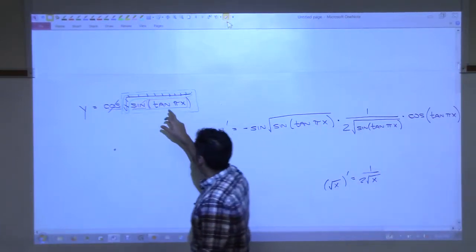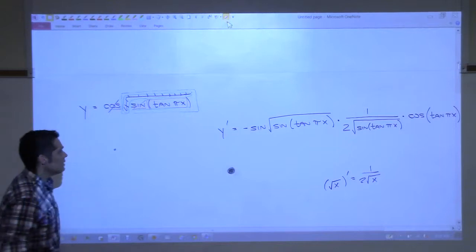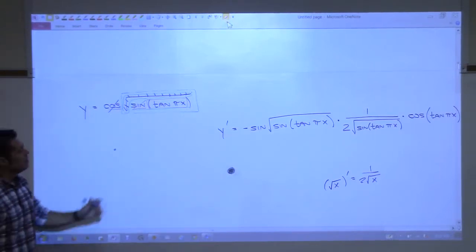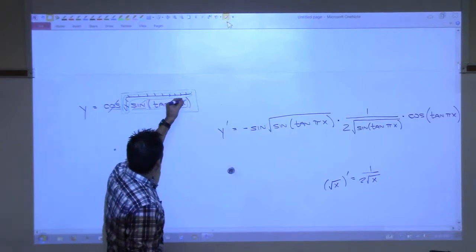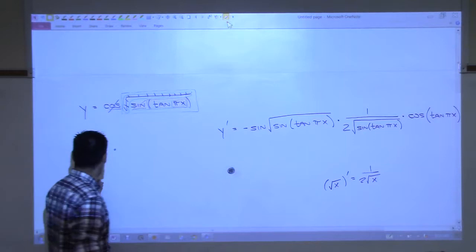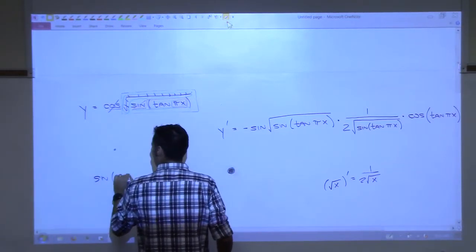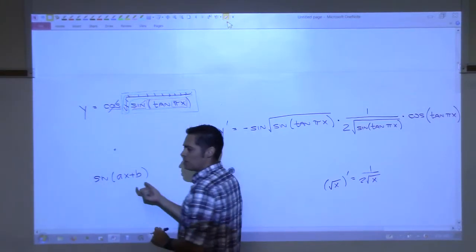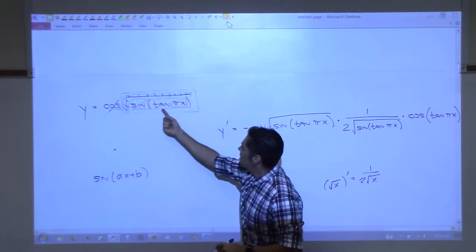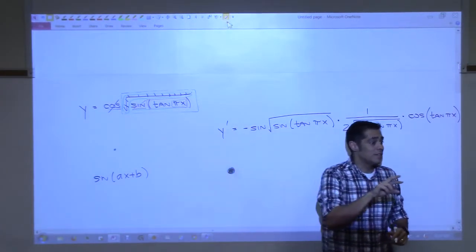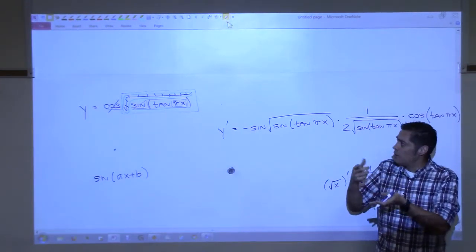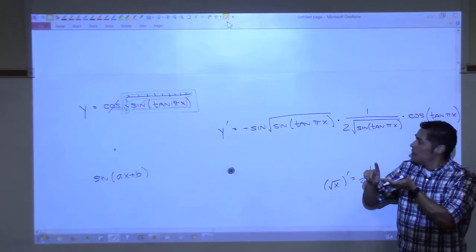So what is the derivative of tangent of something? Secant squared, right? Of that something. Now, notice that the pi x in here is a linear expression. And we talked about this last class, that when you had like sine of ax plus b, when you took the derivative, you'd always get the a to pop out. Well, we have tangent of pi x. Pi x is linear, so that a is going to pop out. So the pi is going to pop out, isn't it?